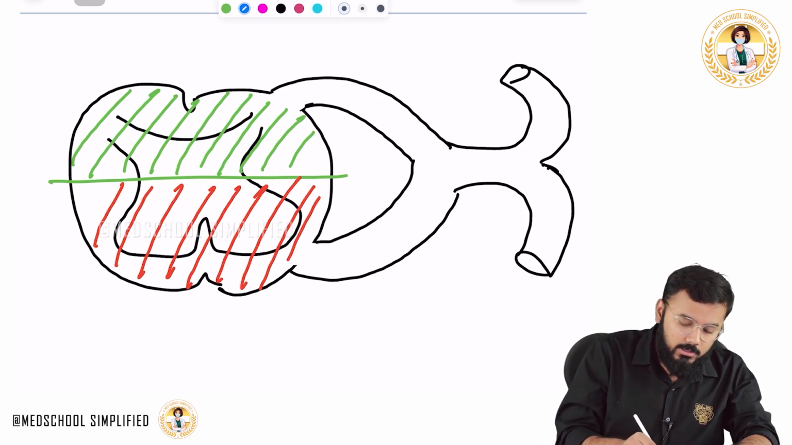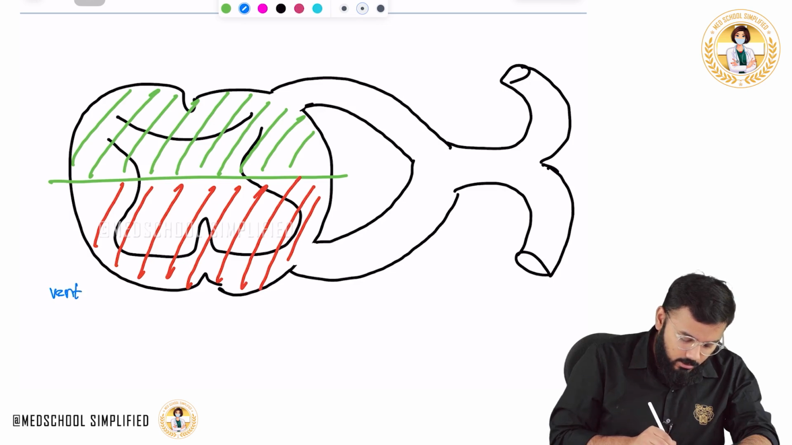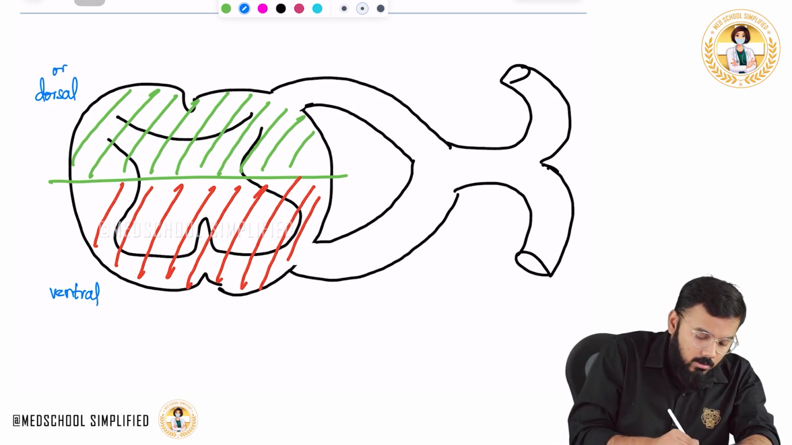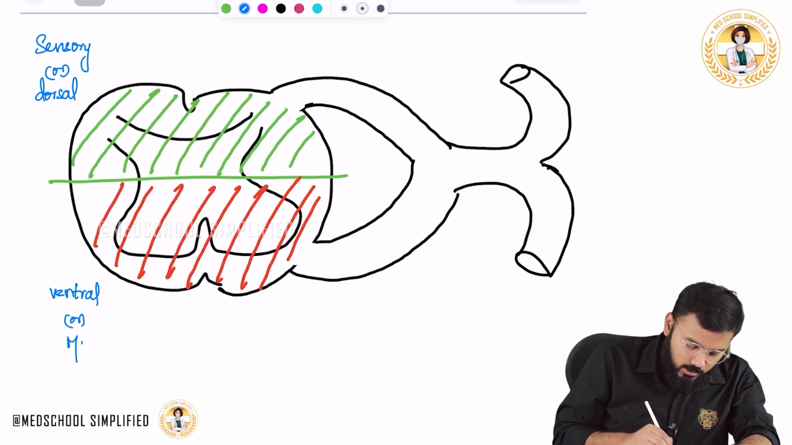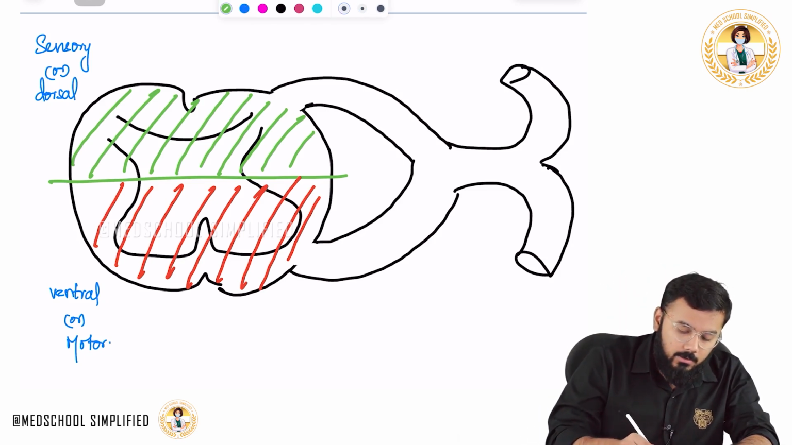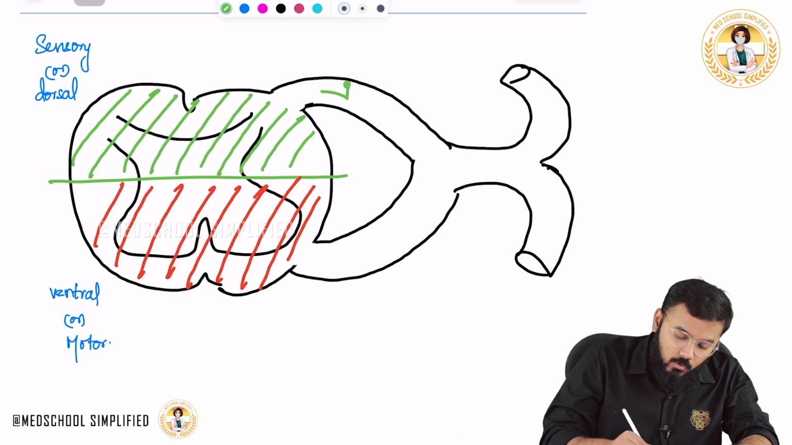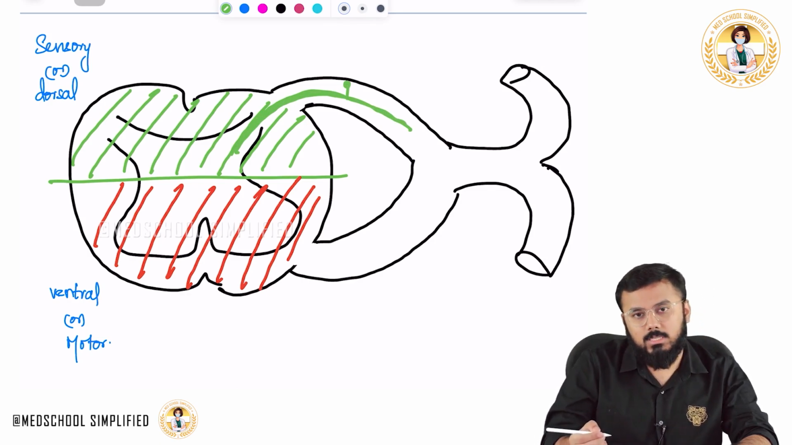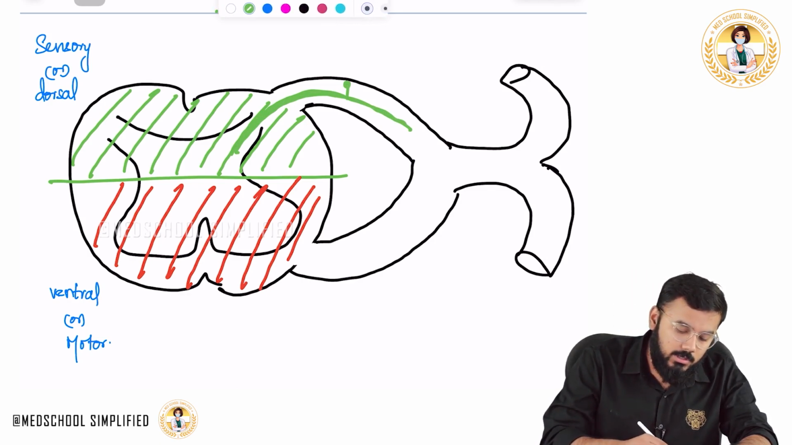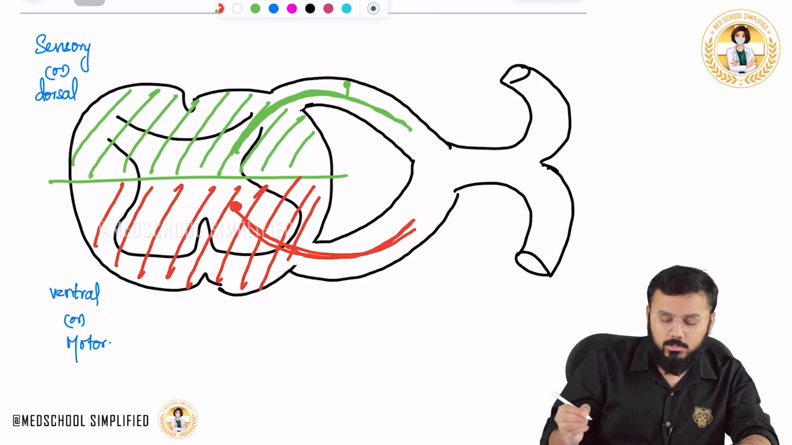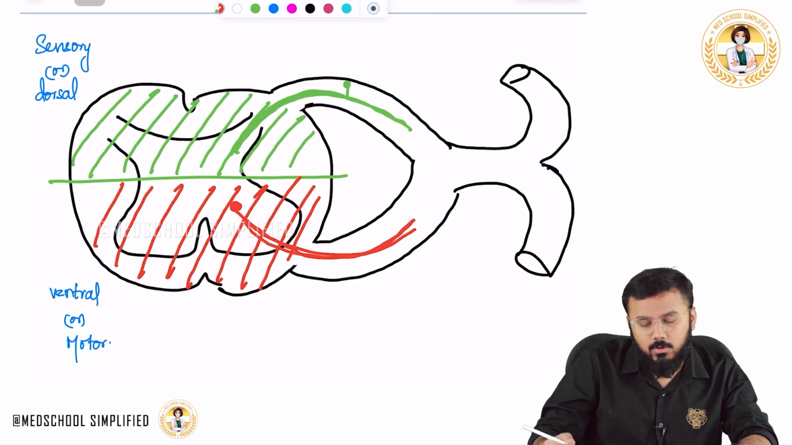So a few important things you need to know: this is the ventral part of the spinal cord, this is the dorsal part. Dorsal is also called the sensory part, ventral is also called the motor part. So dorsal or sensory, ventral or motor. The neurons you see in the dorsal part of the spinal cord are called sensory neurons. In the same way, the neurons you see in the ventral part are called motor neurons.